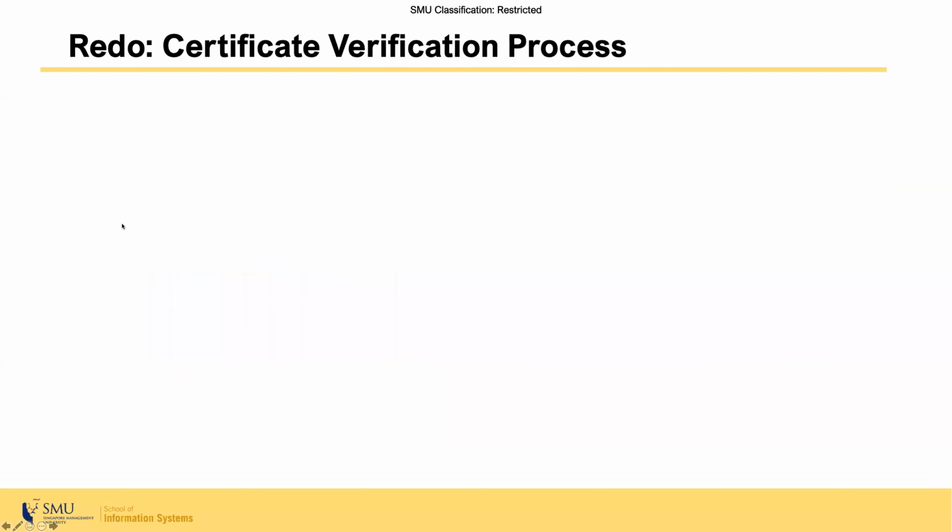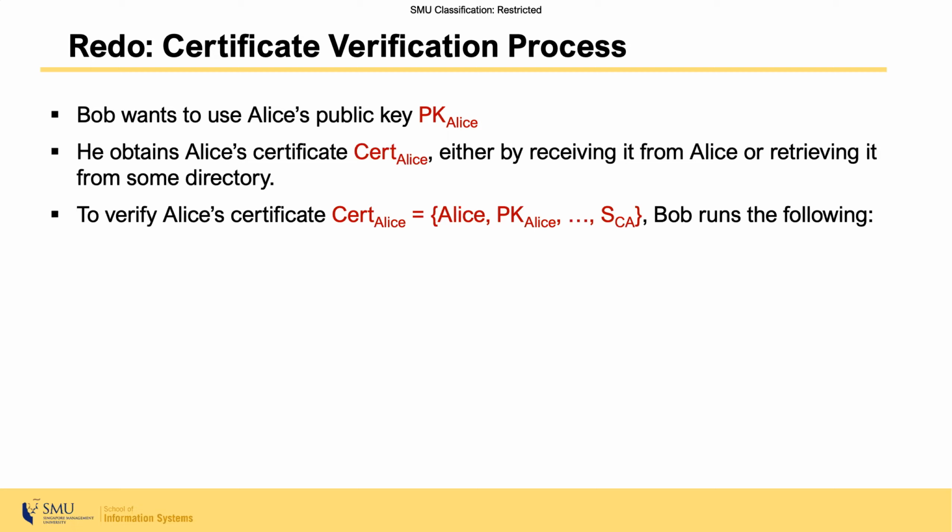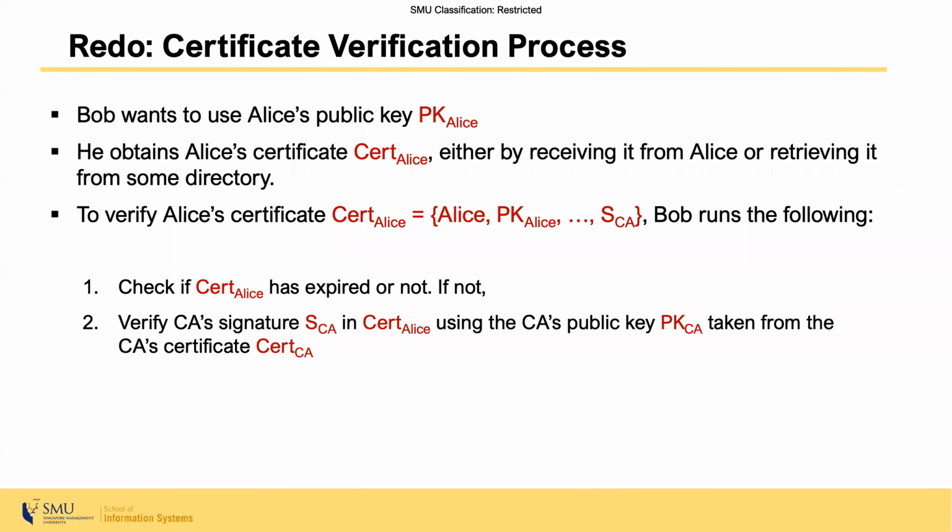So finally, if you recall, we haven't really completed discussing the certificate verification process. We stopped somewhere along the CA. So let us redo the certificate verification process, a complete certificate verification process. Again, Bob wants to use Alice's public key. He obtains Alice's certificate, and he needs to verify. He does the following. Step 1, check the expiry date of the certificate. Step 2, verify the CA signature using CA's public key.